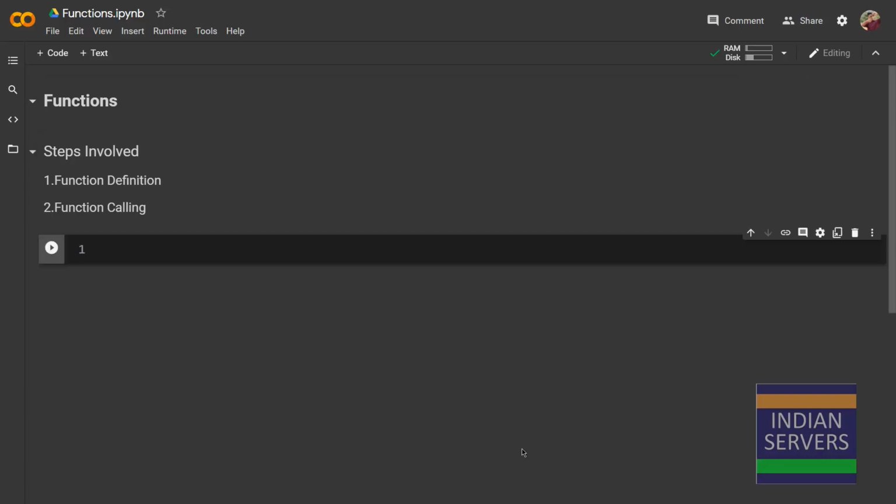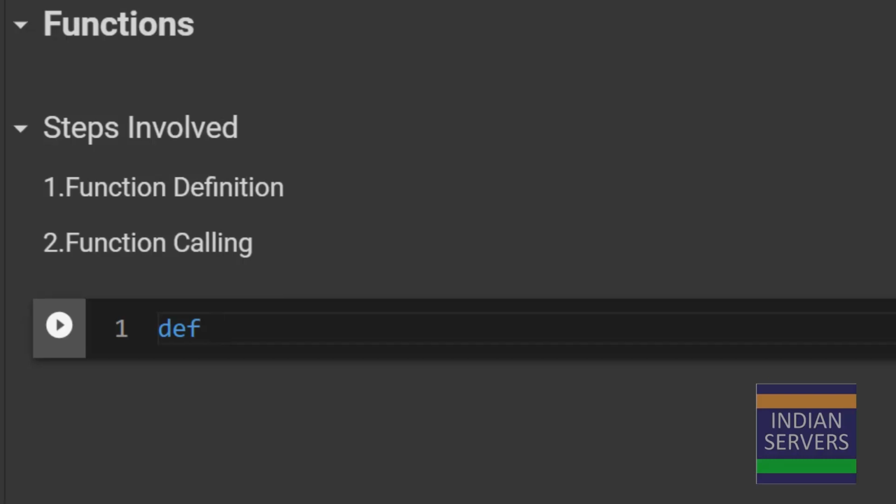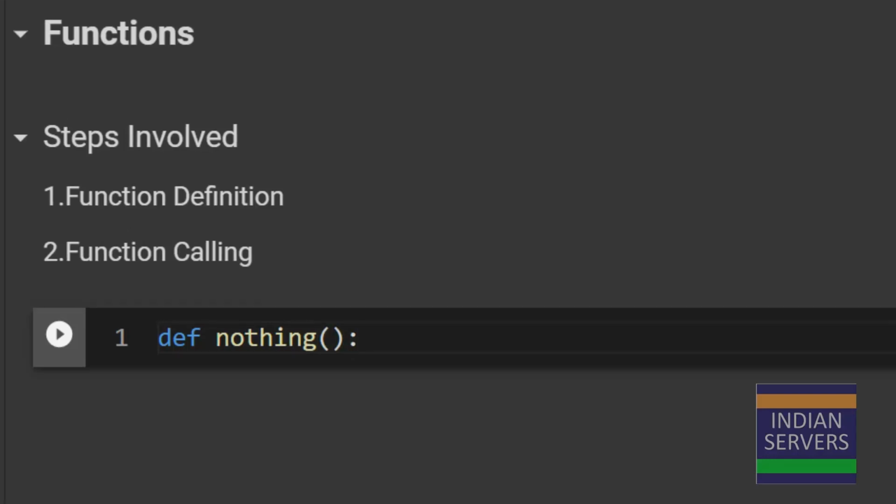To define a function, first use the keyword def, and then we have to choose a name for our function. While naming a function, all the rules that apply for naming variables also apply for naming functions. Let's say I chose my function name as nothing. After writing the function name, you have to type a pair of parentheses and then a colon. Now let's define our function.